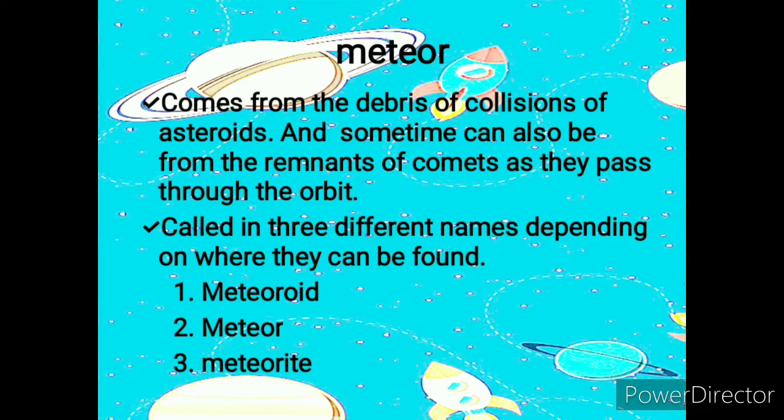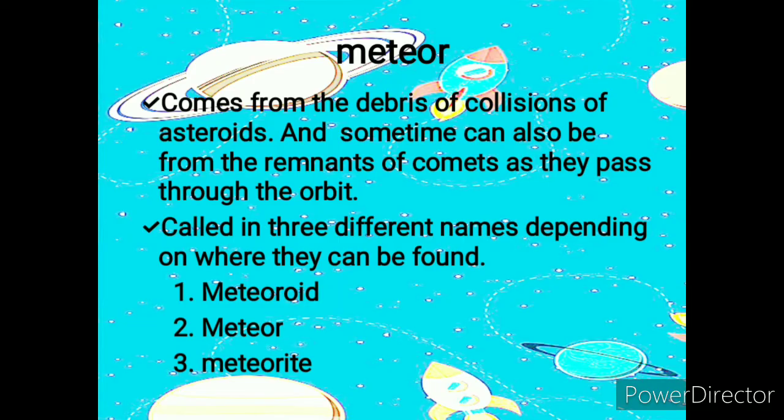Asteroids bump each other outside in outer space. They collide with one another. So after the collisions of each asteroid, there are some bits or pieces of it that can be called meteoroids. So it is called meteoroid once it's still outside the Earth. We call it meteoroid once it's still outside the parameters of the Earth.